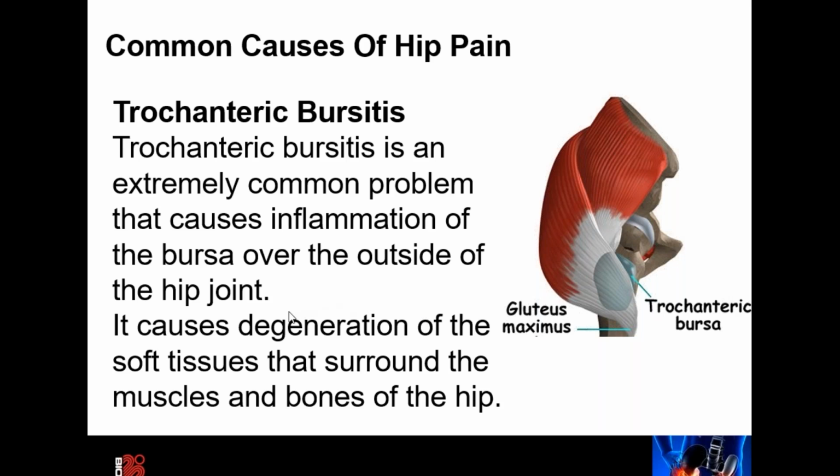Trochanteric bursitis will cause lateral hip pain, so pain on the outside of your hip, because of inflammation. It may also cause degeneration of the soft tissues around that area as well. So generally speaking, when you feel this type of pain due to trochanteric bursitis, the pain will be on the outside of the hip where you feel that big bump or bulge, which is the greater trochanter of your hip.